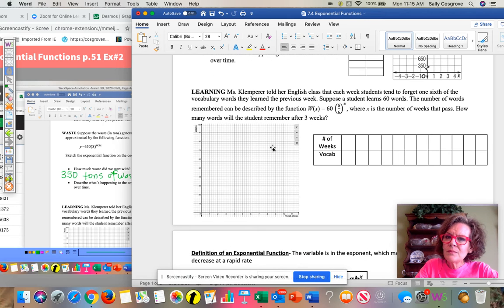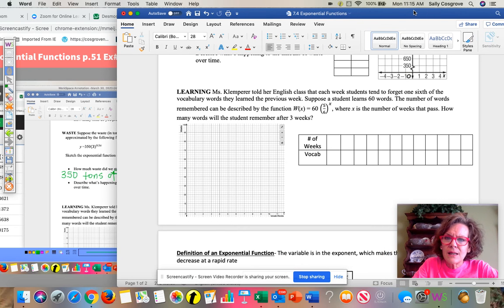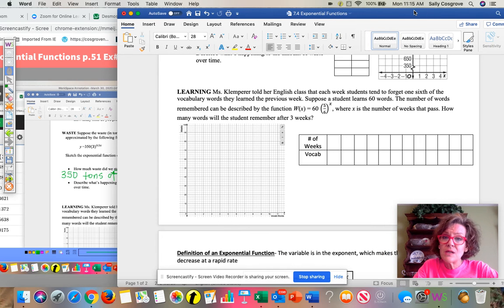It says, suppose a student learns 60 words. 60. That is at the beginning. At the beginning, you know 60 words. Look where 60 is in this equation. All right. The number of words remembered can be described by the function w of x equals 60 times 5/6 to the x power, where x is the number of weeks, sounds like time, that pass. How many words will the student remember after 3 weeks?